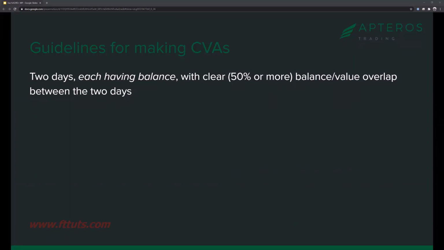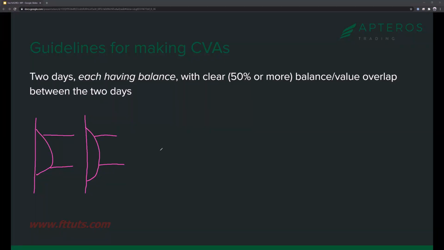Guidelines for making CVAs, okay? Two days, each having balance of their own, with a clear 50% or more value overlap between the two days. All right, that might look like this, to give you the most perfect example that could ever exist. Those days are going together. We're going to merge them into one profile, which we call a composite.